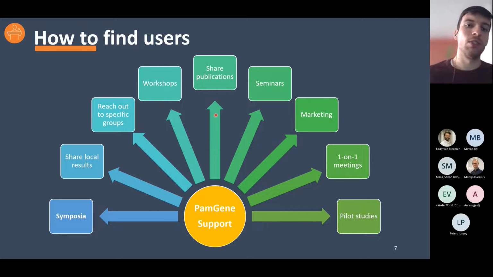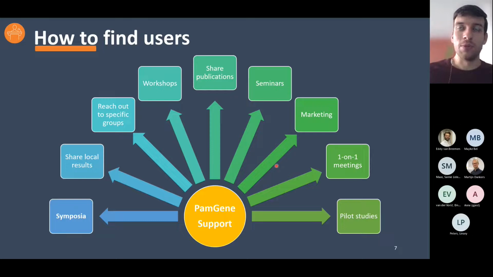Sharing publications is, of course, a very important one. We also have a dedicated section on our website where we have all publications belonging to all research groups that use PAMChip data. So you can really have a feel for how robust and how trustworthy our platform is. Plus, it gives you an easy overview of what's possible with our platform.